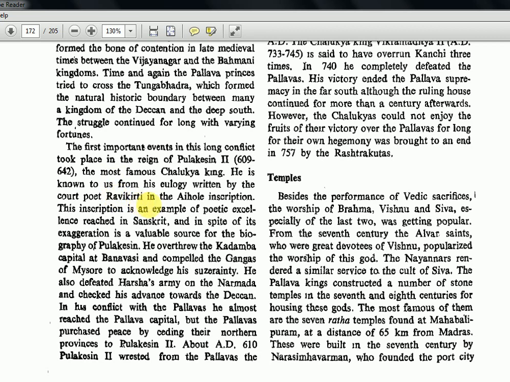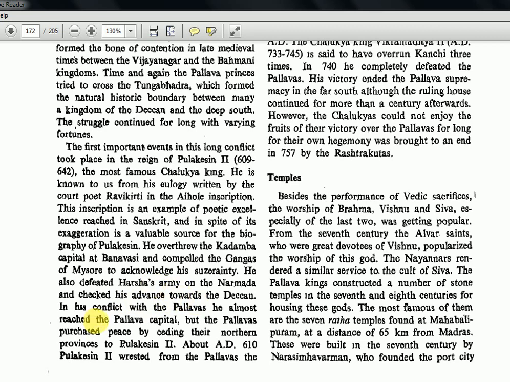This inscription is an example of poetic excellence reached in Sanskrit and, in spite of its exaggeration, is a valuable source for the biography of Pulikeshin. He overthrew the Kadamba capital at Banavasi and compelled the Gangas of Mysore to acknowledge his suzerainty. So you see Pulikeshin defeating all these small names which you learned, Kadambas, Gangas and all. He also defeated Harsha's army on the Narmada and checked his advance towards the Deccan. Harsha, which I told you in the last chapter.